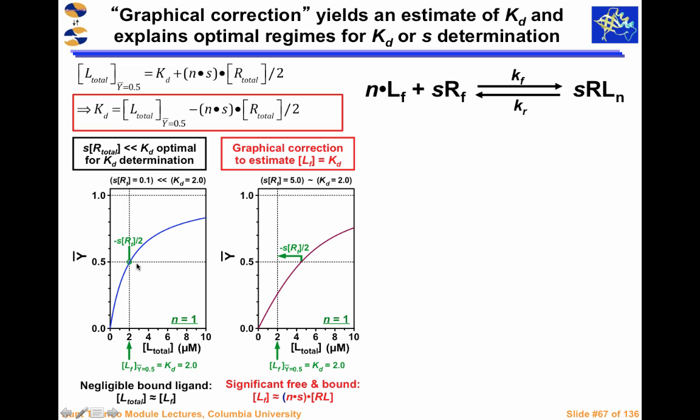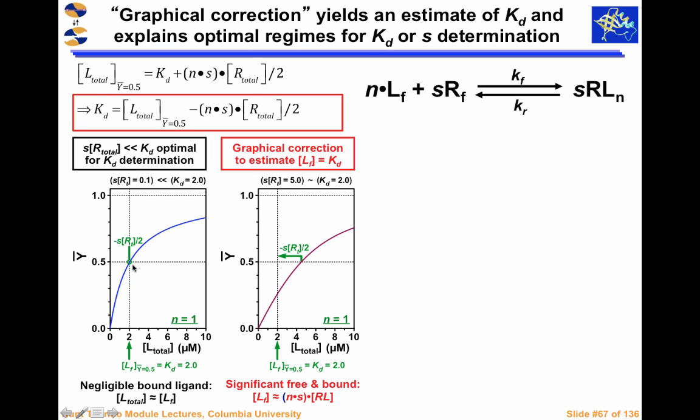Minimally you need a total ligand equal to Kd, right? Because the free is smaller than the total. The free at 50% saturation has to equal Kd. The total at 50% saturation has to be at least, or something greater than, Kd. So if the receptor total is much less than Kd, the free ligand is about equal to the total.